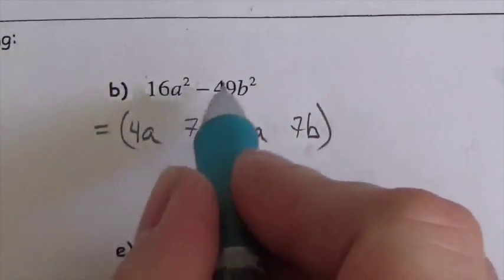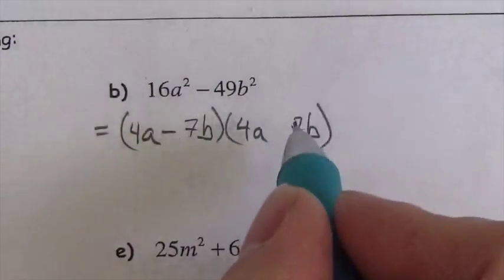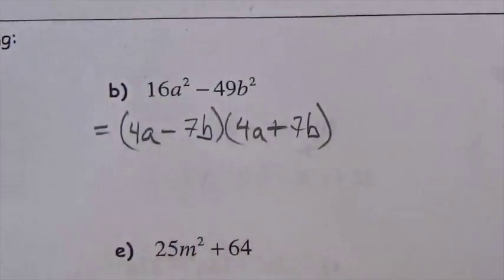And so, again, to get that difference of squares to pop out, we make this a negative and we make that a positive. There's my conjugates.